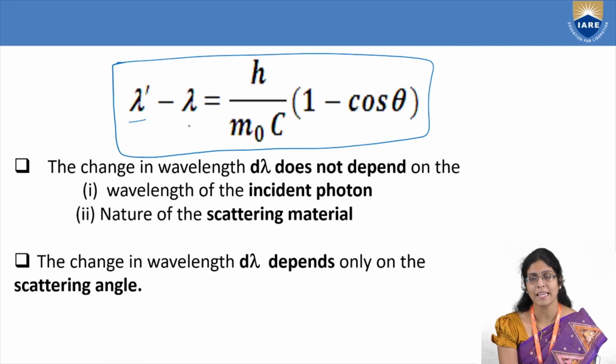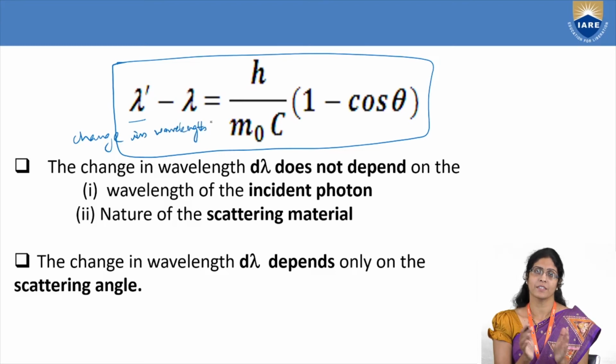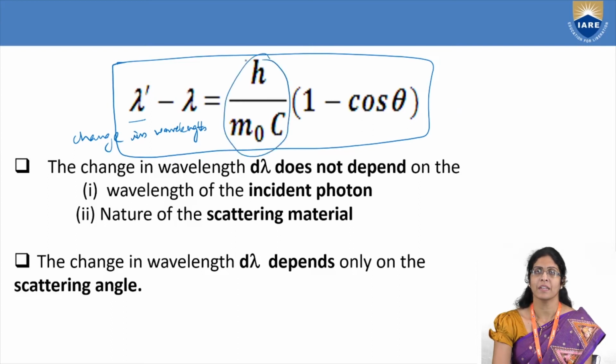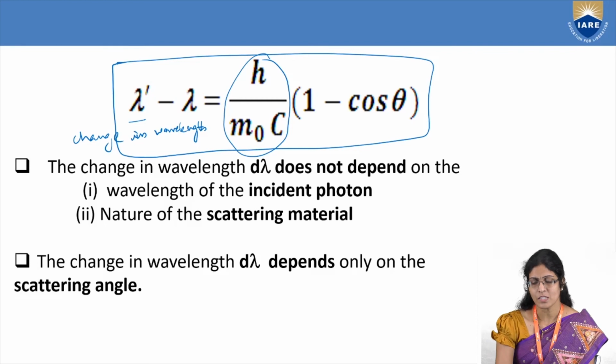So lambda dash minus lambda. Lambda means the photon which is incident, having its initial wavelength. So this is a change in wavelength. You call it a change in wavelength, or otherwise a shift in the wavelength. When you take the difference, you call it a shift in the wavelength, which is equal to h by m naught c into 1 minus cos theta. Of course, this has a very good significance named after Compton, and further explanations are not needed for you. So this change in the wavelength, you can also name it as d lambda.